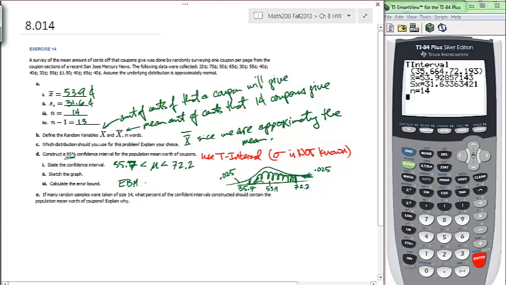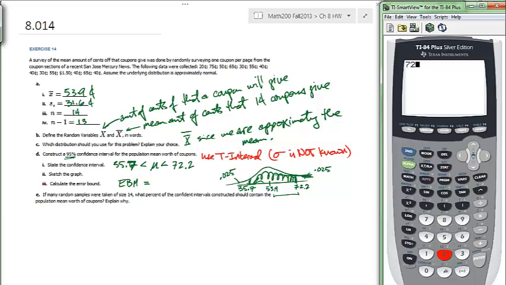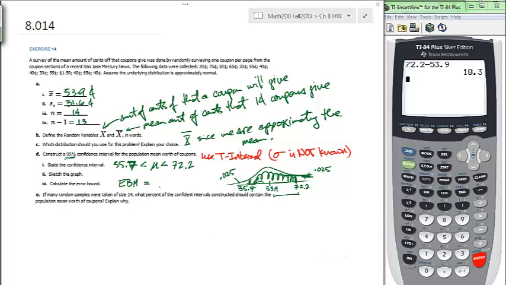We want to calculate the error bound. So the error bound for the mean, there are a couple of ways to do this. One is to just take the difference between the mean and an endpoint. The other is to take the difference between the endpoints of your interval and then cut it in half. So since we have this already, we'll just go with typing in 72.2 minus 53.9. And that's 18.3.